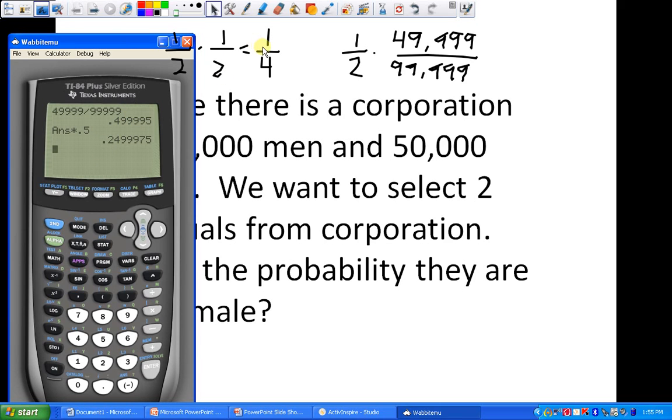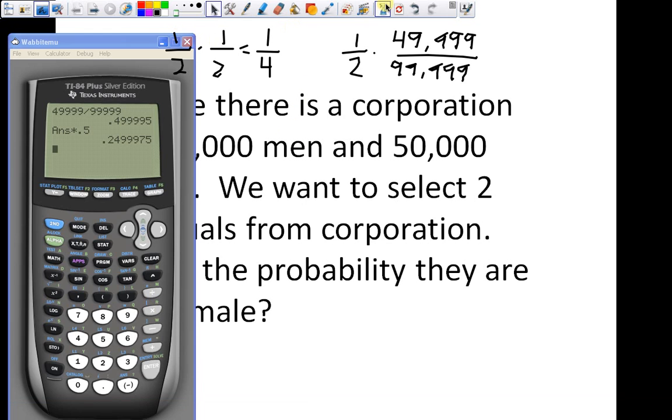So this is what we got with replacement. This is what we get without replacement. Notice that it's very, very close. So that's why even if we're sampling without replacement, which we will be, as long as we have a big population, our answers will be close enough to the same.